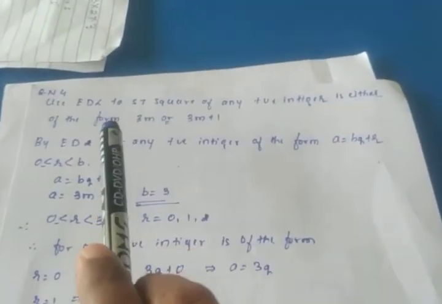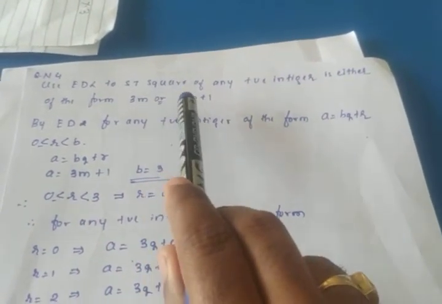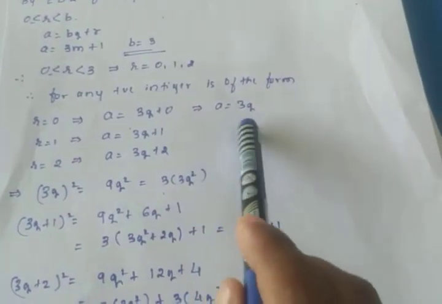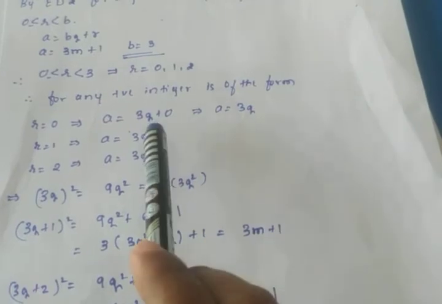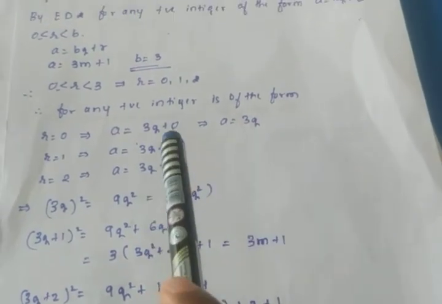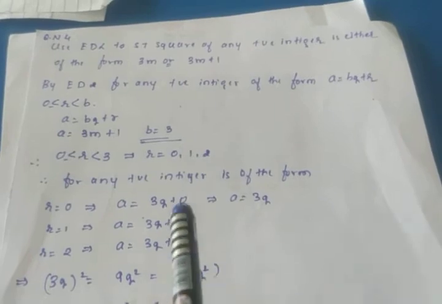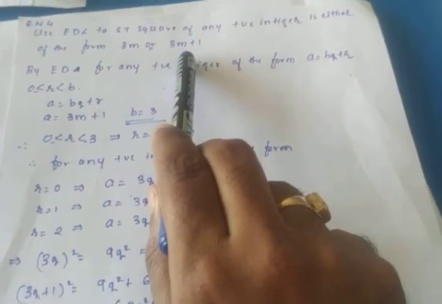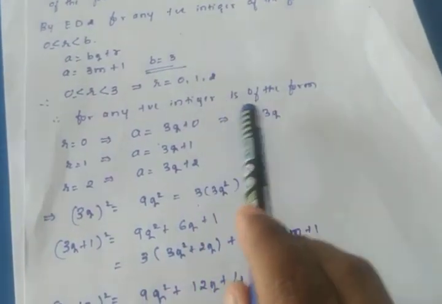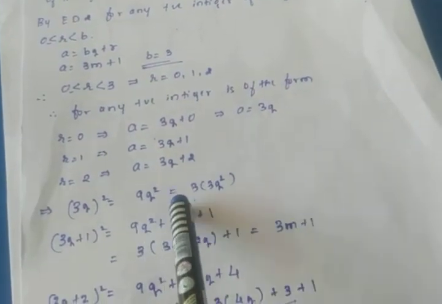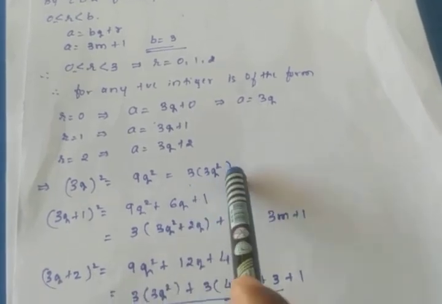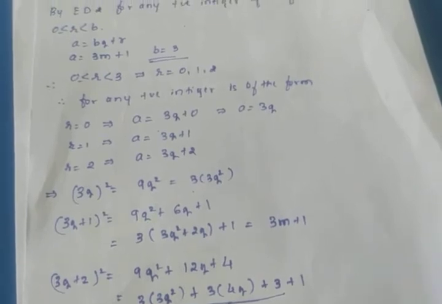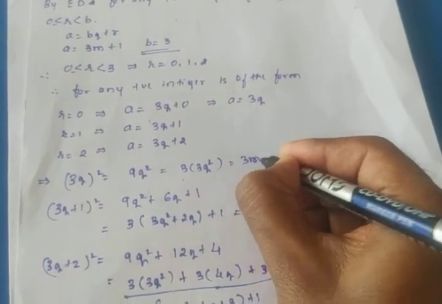In the condition they have given, show that the square of any positive integer. So now the integers are 3q, 3q plus 1 and 3q plus 2. After squaring these, we should get the form of either 3m or 3m plus 1. After squaring the first one, 3q, that is 9q square, you can write it as 3 into 3q square, so we can write that equal to 3m also.